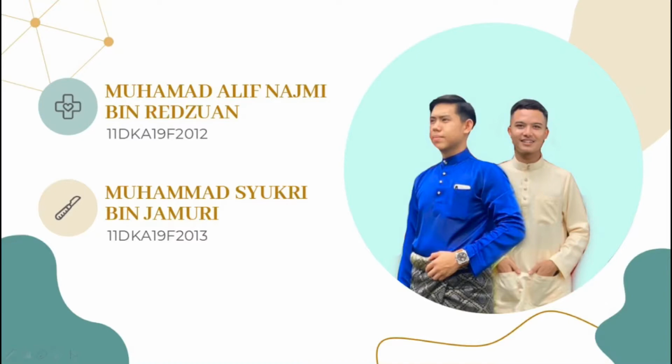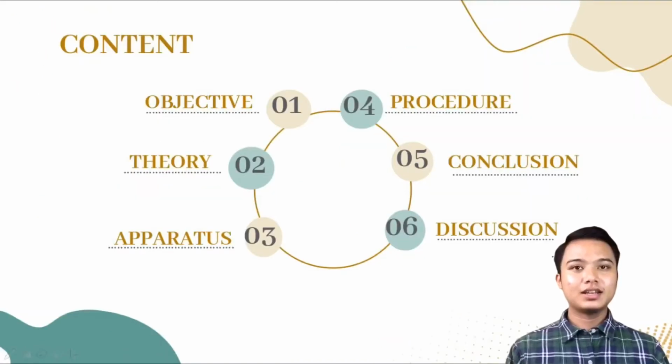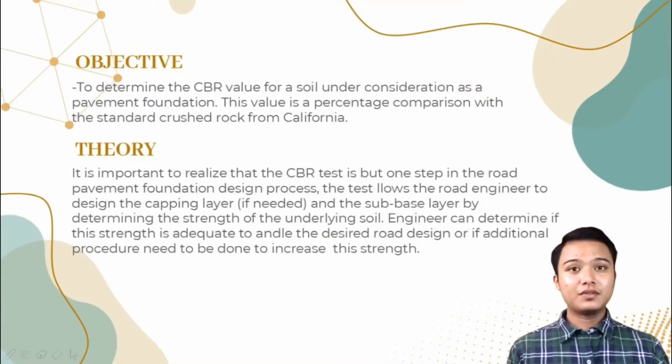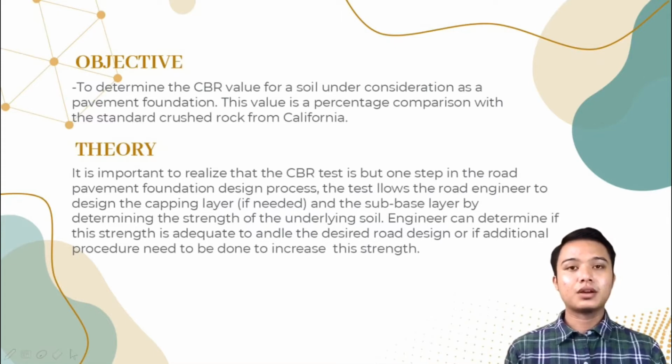So I'm the second presenter. The content in this presentation has six parts: objective, theory, apparatus, procedure, conclusion and discussion. The objective is to determine the CBR value for a soil under consideration as a pavement foundation. This value is a percentage comparison with the standard crushed rock from California.